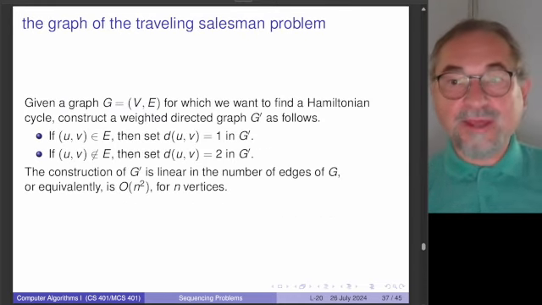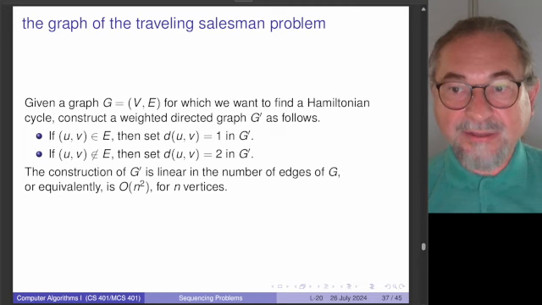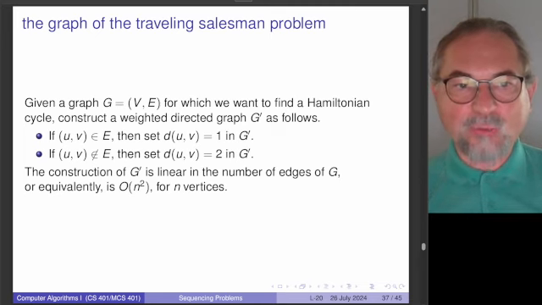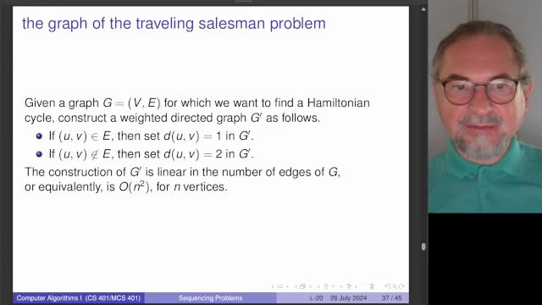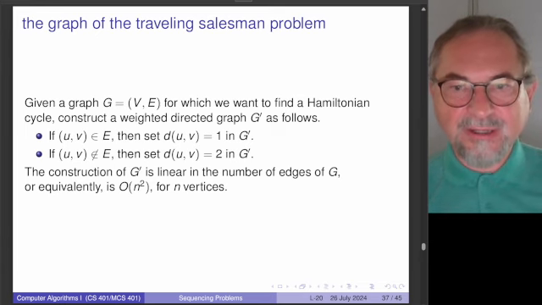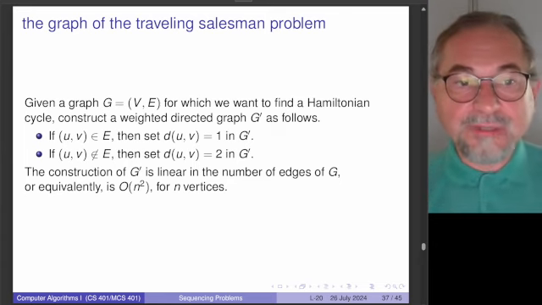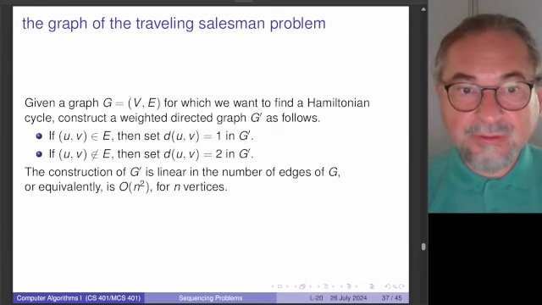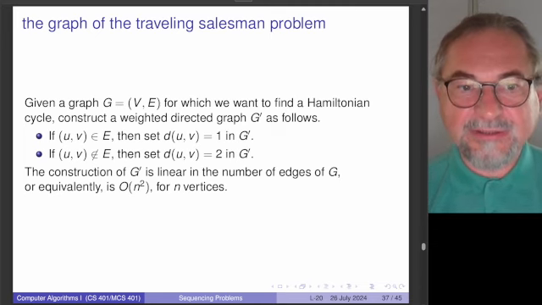Okay, we have to define a graph for the traveling salesman problem, which expects a directed weighted graph. So we have to add weights. And here is what we propose. This is the algorithm, and it's obvious that this is running in polynomial time. If there is an edge, we will add weight 1 to the new graph. If not, then we will set the distance in this weighted graph to 2.